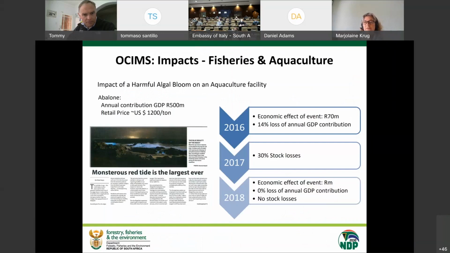Again, that tool has had some impact on our ocean economy because before the tool was implemented, we had a very disastrous red tide, which caused a 70 million rand loss for the sector, and also stock losses. And since we implemented the tools, there has not been any major losses to the industry. So it's another success story for us.